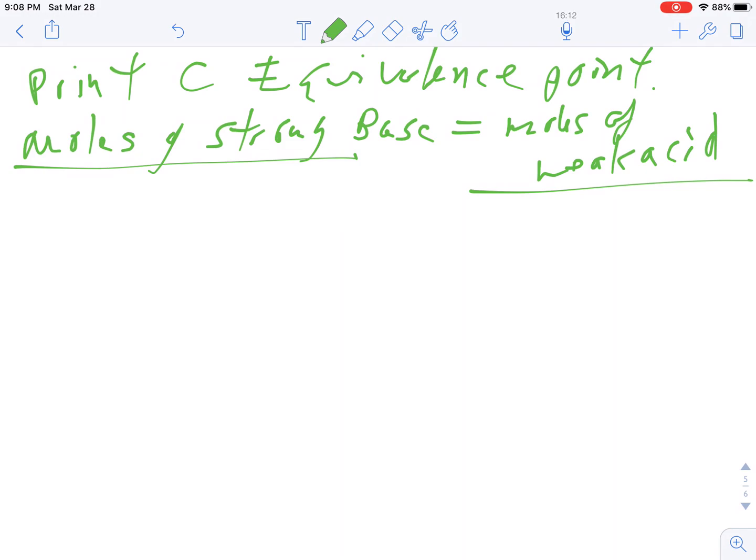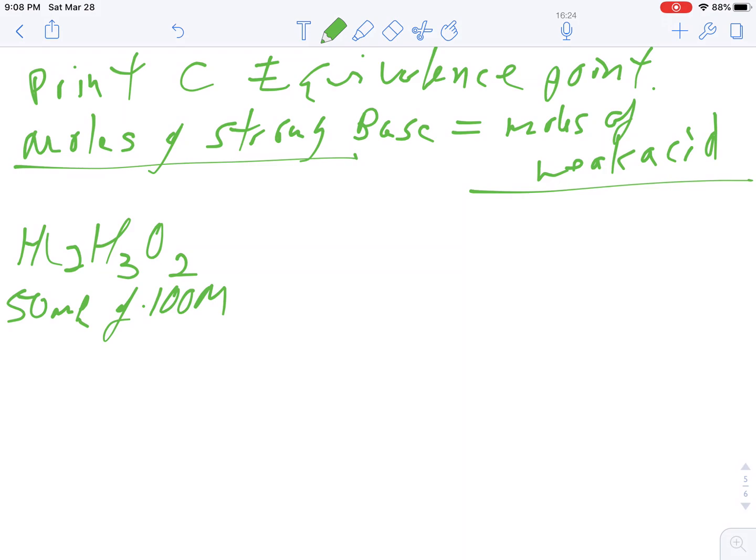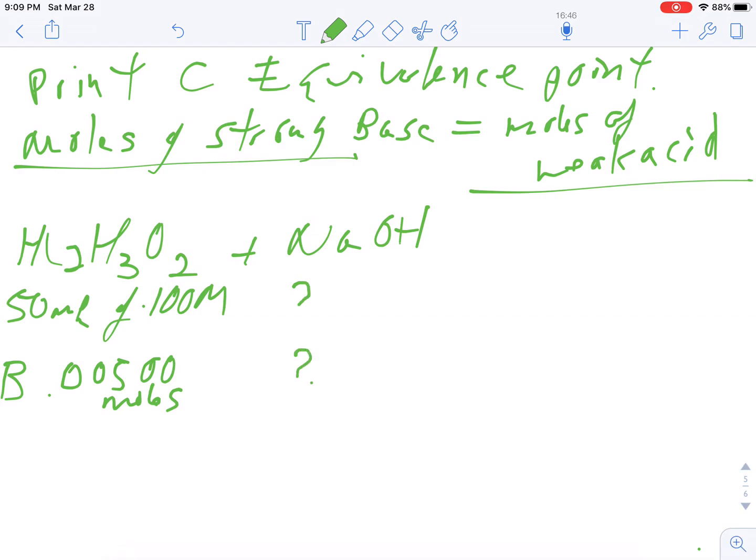So my weak acid is this. I've got 50 mils of a 0.1 molar solution. So that means I have 0.00500 moles of weak acid. So how many moles of base must I have to be at the equivalence point?